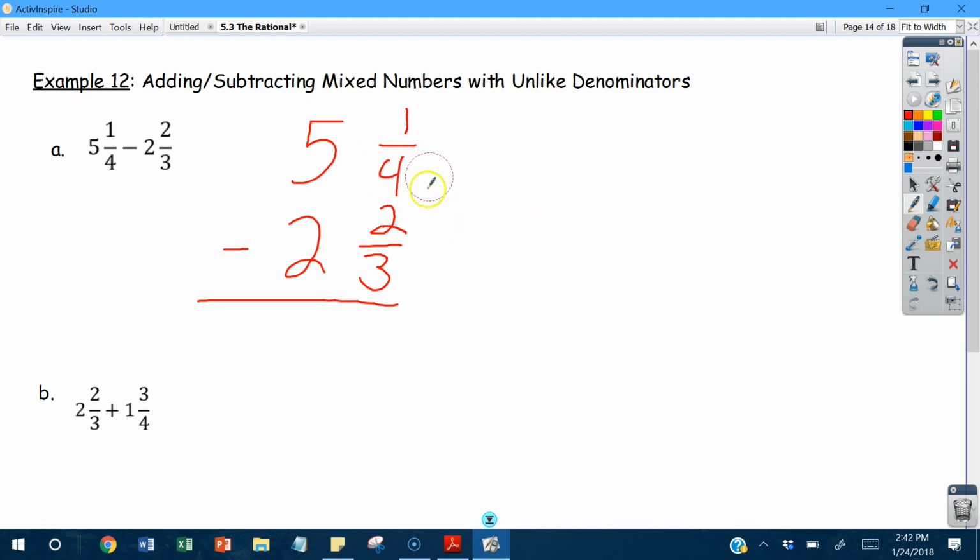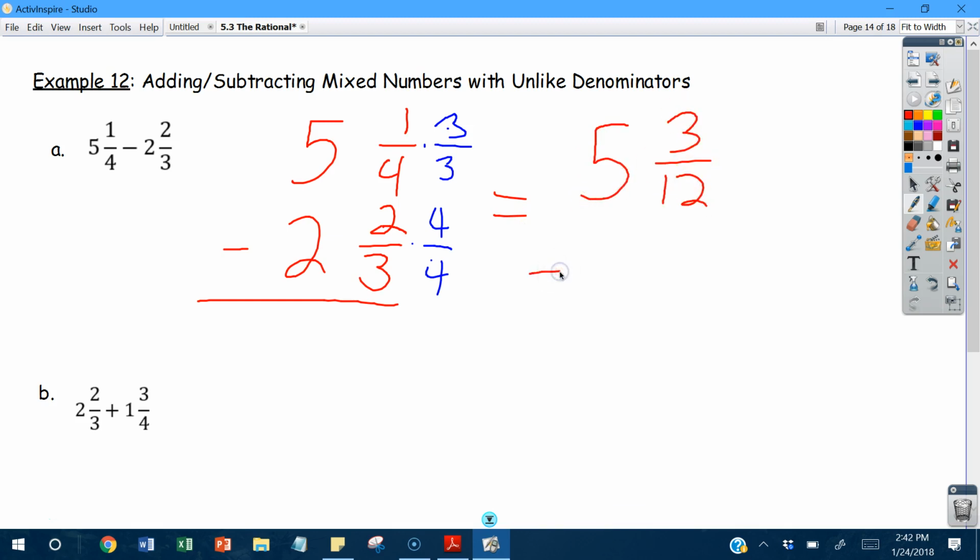Now what I need to do first is change my denominators so that they're both common denominators, because I got a 4 and a 3. The least common denominator of 4 and 3 would be 12, and so I'm going to multiply these fractions by numbers that give me 12. In this case, I'll multiply the bottom by 4 over 4 and the top fraction by 3 over 3. And once I do that, this top number is going to be 5 3/12, and the bottom number is going to be 2 8/12.